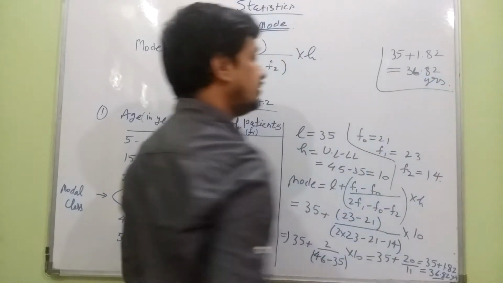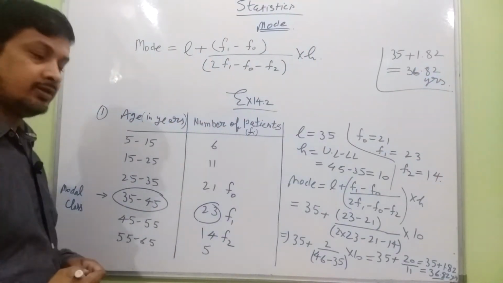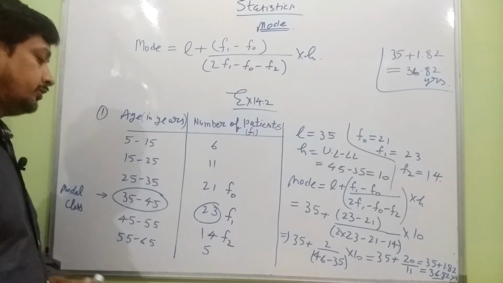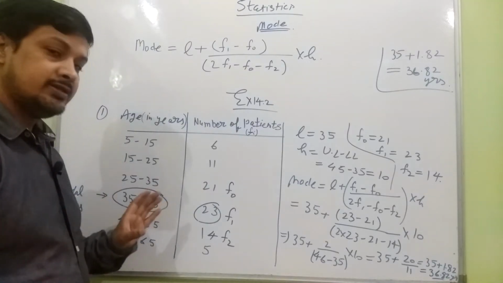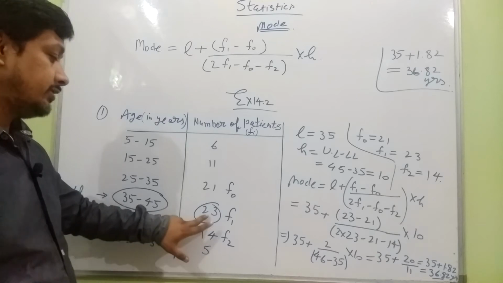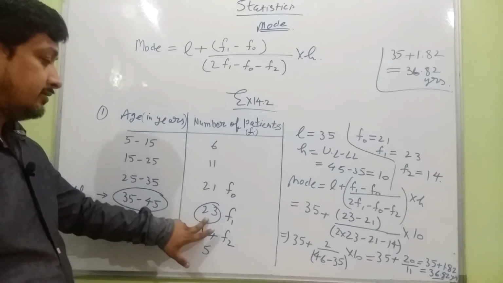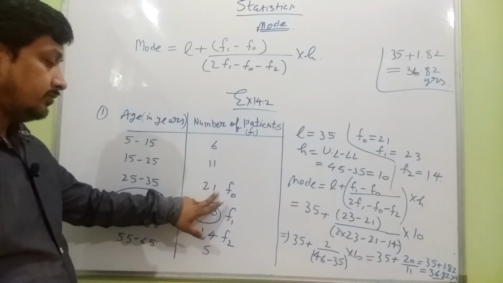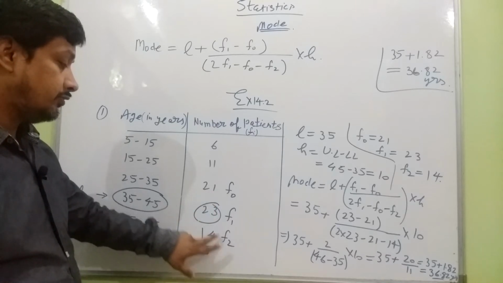So this is your answer. This is the mode. One more time explaining to you. So what is the F1? F1 is the term with greatest frequency. So F1 is this, and it is F0 before that, and after that it is F2.